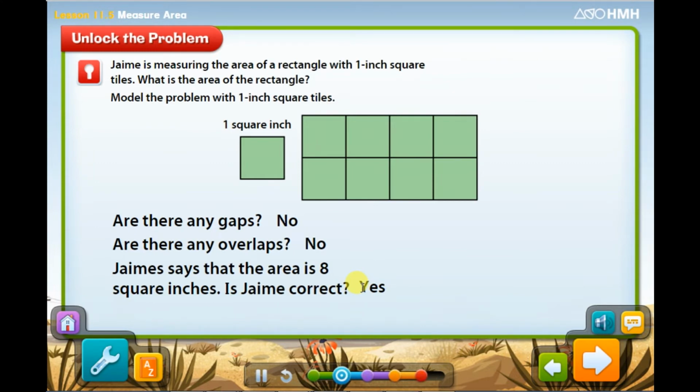8 1-inch squares cover the rectangle without gaps or overlaps. What's the area of the rectangle? It's the number of tiles or square units. It's 8. The area of the rectangle is 8 square inches.